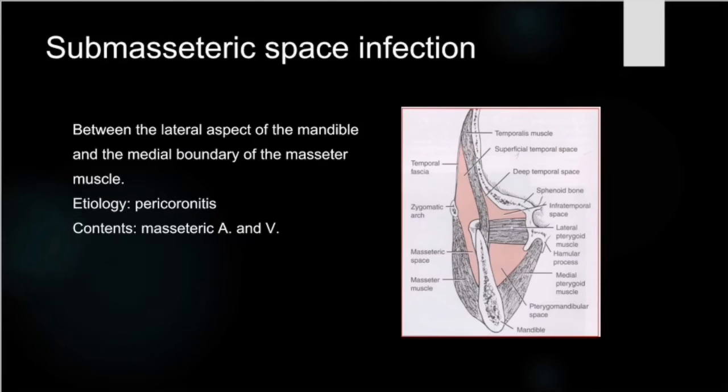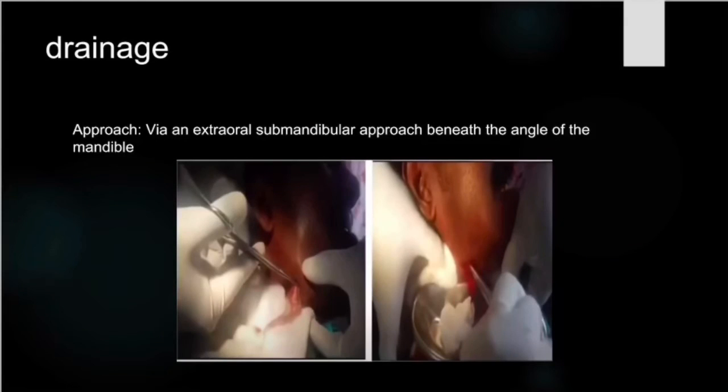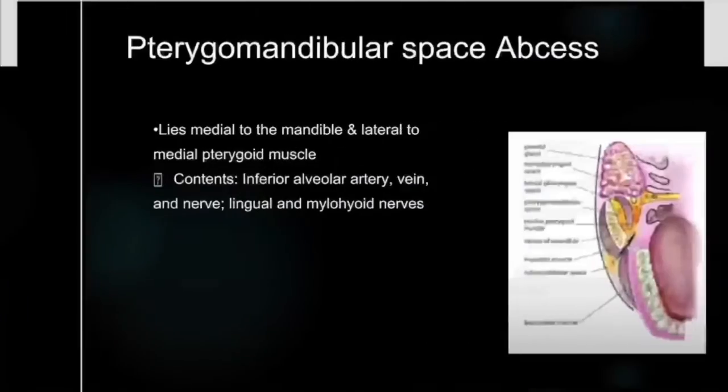Submasseteric space is a space between the lateral aspect of the mandible and the medial boundary of the masseter muscle. It contains the masseteric artery and vein, and it is infected because of pericoronitis. Clinical symptoms include severe trismus and posterior mandibular angle edema. The drainage approach is via an extraoral submandibular approach beneath the angle of the mandible.